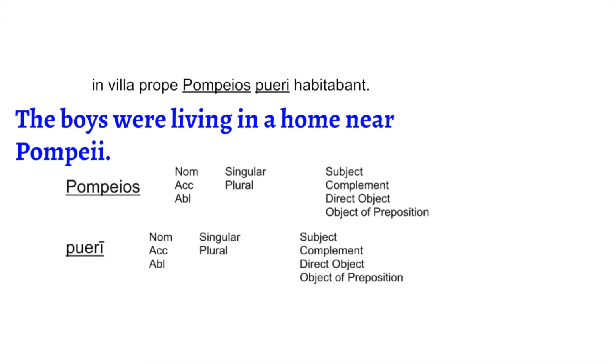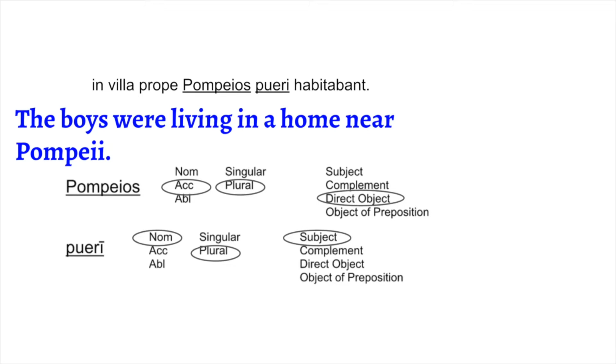So Pompeios is accusative, and we have the os ending, therefore it's plural. And remember, accusatives are the direct objects. Pueri is the nominative because the boys are the subject of the sentence. We're told where the boys were living. So the whole sentence is about these boys. And since it's boys, it's plural, and the boys are the subject of the sentence.